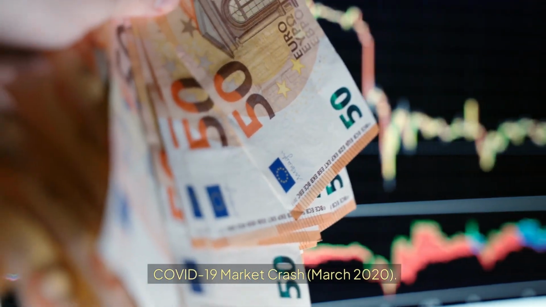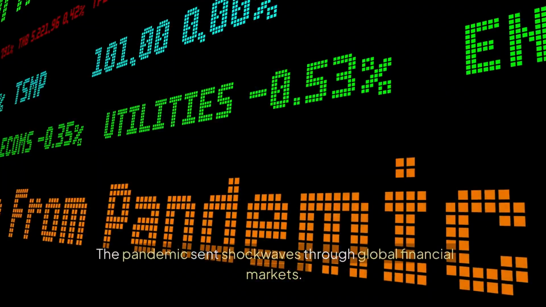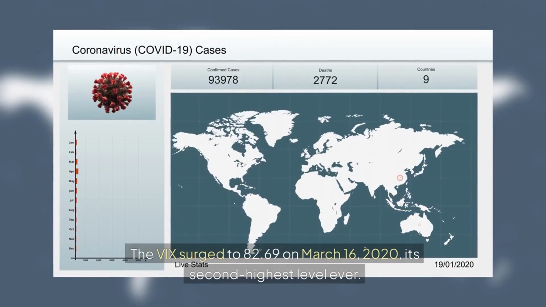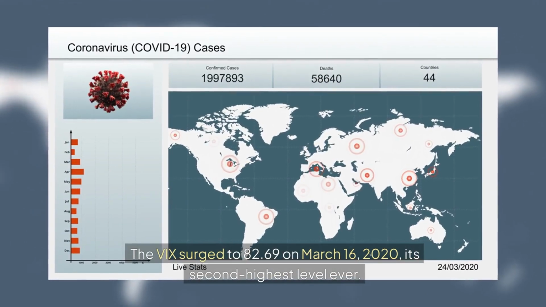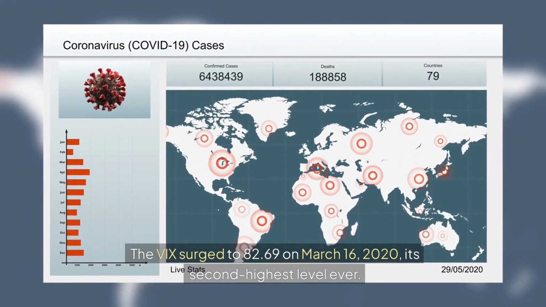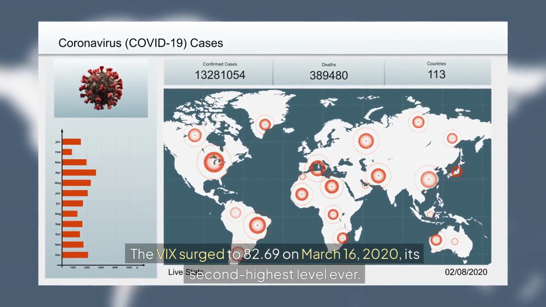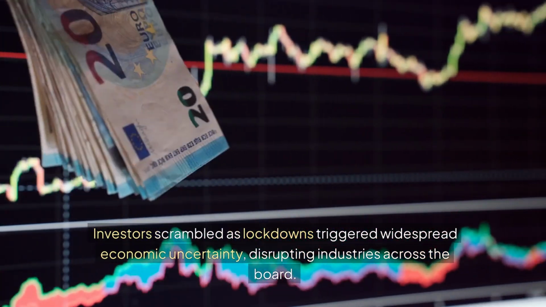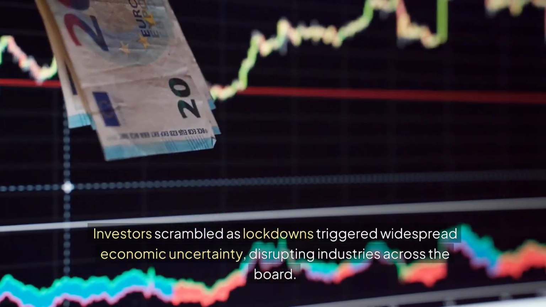COVID-19 market crash, March 2020. The pandemic sent shockwaves through global financial markets. The VIX surged to 82.69 on March 16, 2020, its second highest level ever. Investors scrambled as lockdowns triggered widespread economic uncertainty, disrupting industries across the board.